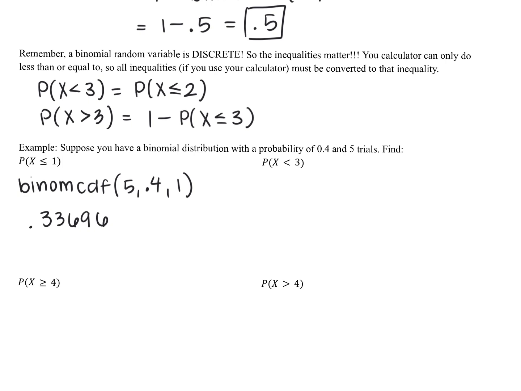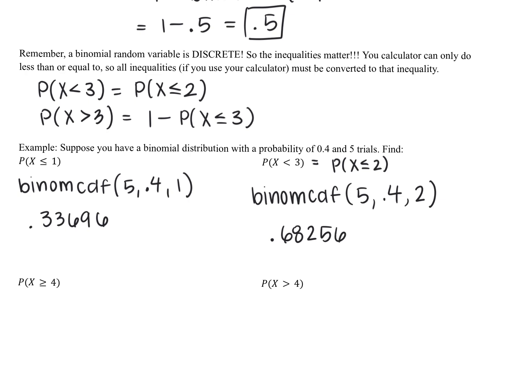Most of the time, these are going to come out as decimals. And so you can leave them as decimals. If you wanted to convert it back to a fraction, you can, but I'm not going to require it. The probability x is less than 3. So that is the same thing as the probability x is less than or equal to 2. So we're going to do binom CDF with my trials of 5, my probability of 0.4, and this time 2 as my number, my x value, which is going to give us 0.68256.